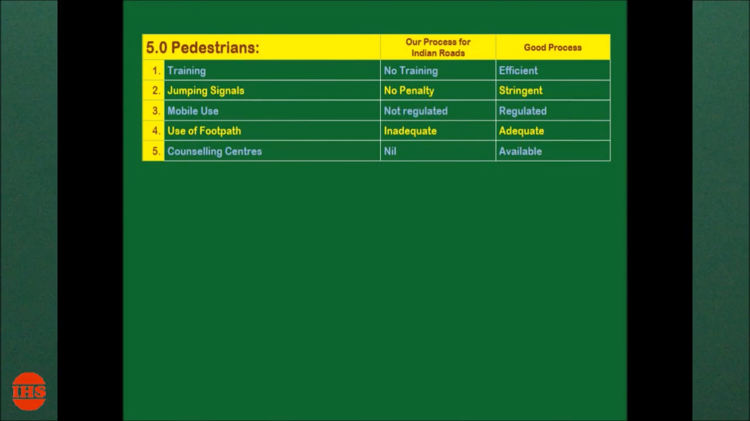Number 5. Pedestrians. Training. No training on Indian roads, efficient in good process. Jumping signals. No penalty on Indian roads, stringent in good process. Mobile use not regulated on Indian roads, regulated in good process. Use of footpath inadequate on Indian roads, adequate in good process. Counseling centers nil on Indian roads, available in good process.